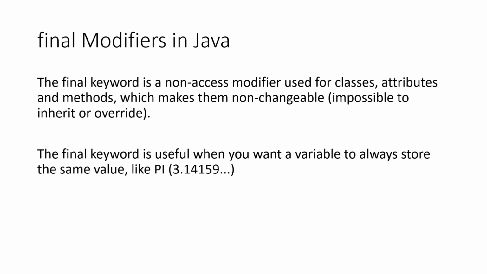So what is the final modifier in Java? The final modifier, or final keyword, is a non-access modifier used for classes, attributes and methods, which makes them non-changeable, or you can say impossible to modify or override. The final keyword is useful when you want a variable to be a constant, like pi.